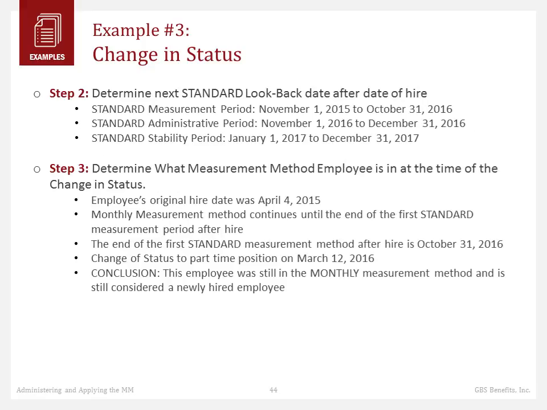Now our step 2 is to determine the next standard look-back date after date of hire. We're not looking for anything other than the standard. Standard measurement period was November 1st. The next standard measurement period that happened after date of hire was November 1st, 2015. So she would have been put in that cycle. And the stability period was effective January 1, 2017. So determine what measurement method employee is in at the time of change in status.